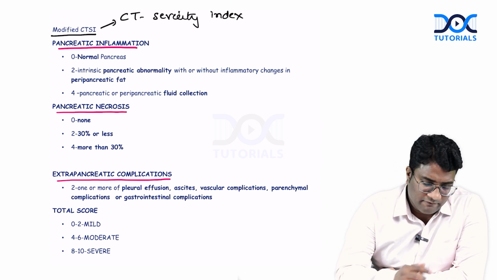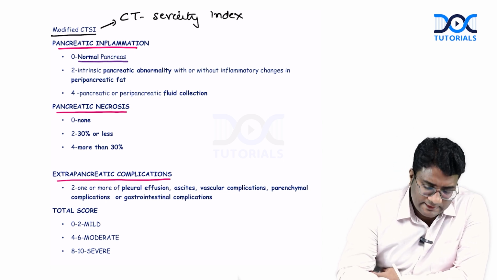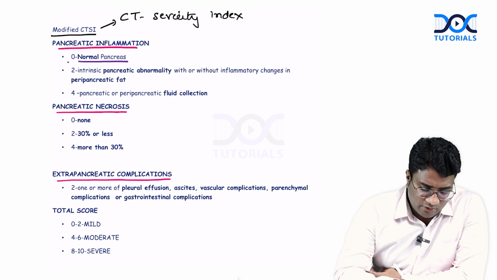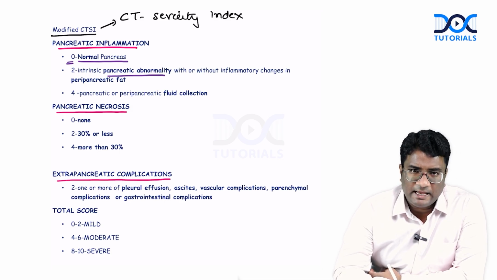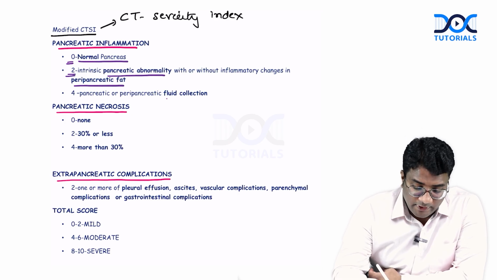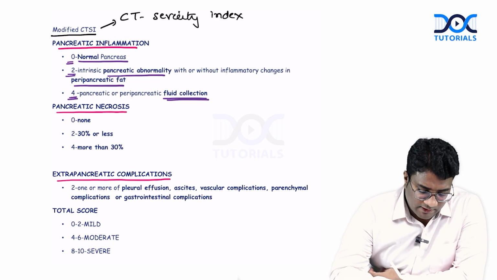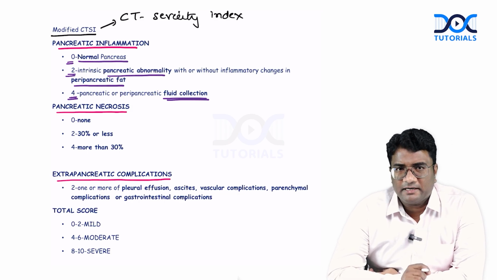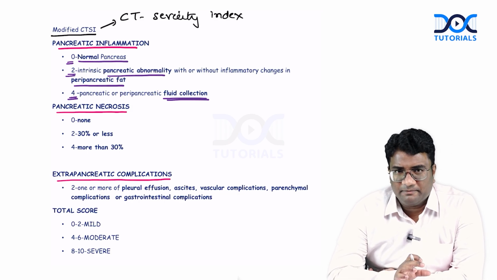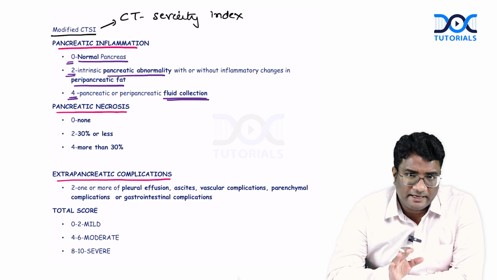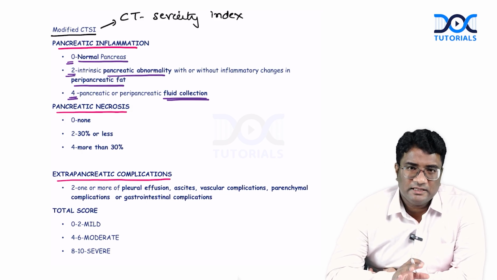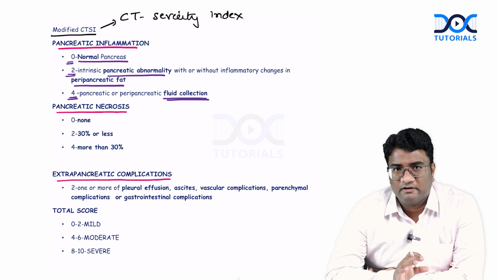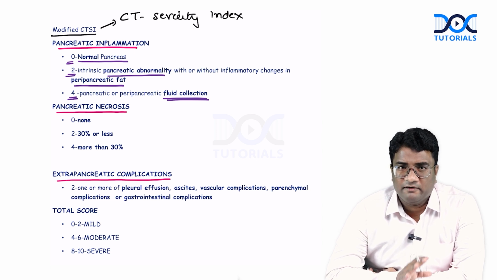Coming to pancreatic inflammation, if there is normal healthy pancreas, that is given a value of 0. But if you see pancreatic involvement as well as peripancreatic fat involvement, this is given a value of 2. Fluid collections around the pancreas, this is given a value of 4. So, normal pancreas is 0. Any pancreatic inflammation with or without peripancreatic fat involvement is given a value of 2. Fluid collections within the pancreas or around the pancreas are given a value of 4. That is about pancreatic inflammation.